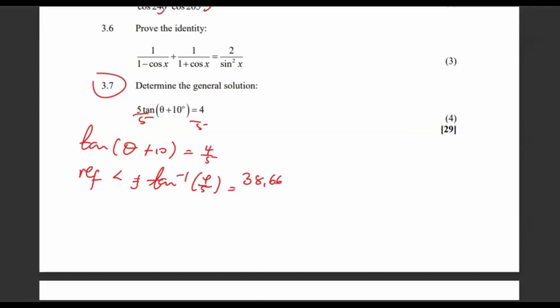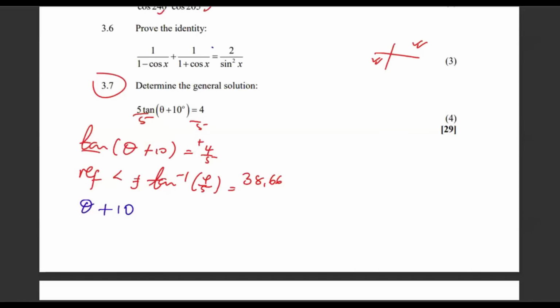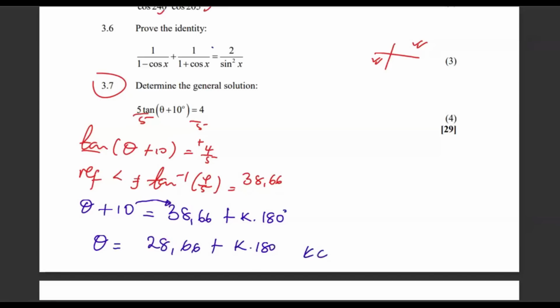Now remember, this tan is positive, and tan can only be positive in quadrant 1 and in quadrant number 3. So if I have my first solution, it's going to be theta plus 10 should be equivalent to the 38.66 plus k multiplied by the period, which is 180. Then I'll have to move this 10 to that side, and this 10 only subtracts this, meaning that our theta is going to be 28.66 plus k times 180, k is an element of integers.